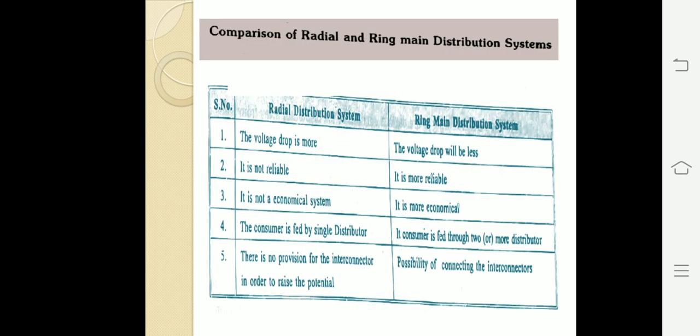Now coming to a comparison of radial and ring main distribution systems. This is important, you can learn it. Check it: radial distribution system and ring main distribution system. In the radial distribution system, the voltage drop is more and it is not reliable. In the ring main, the voltage drop is less and it is reliable. The radial system is not economical, while the ring main distribution is more economical. In the radial distributor, the consumer is fed by a single distributor only, whereas in a ring main distributor, the consumer is fed by two or more distributors.